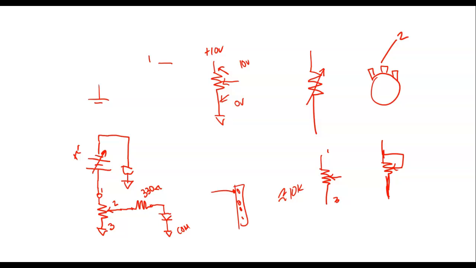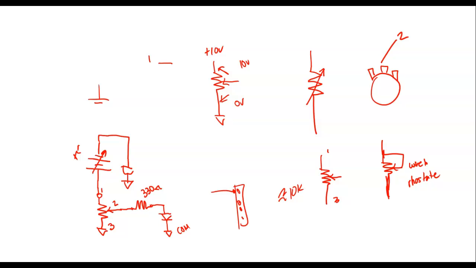So this is a pot wired as a rheostat. R-H-E-O-S-T-A-T, I think, is how rheostat is spelled. So that's wired as a rheostat, and you'll see this all the time. We usually use a rheostat to control a current, and we use a potentiometer to control a voltage. That's their main uses in life.